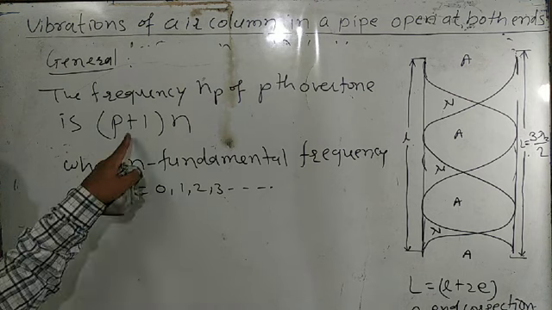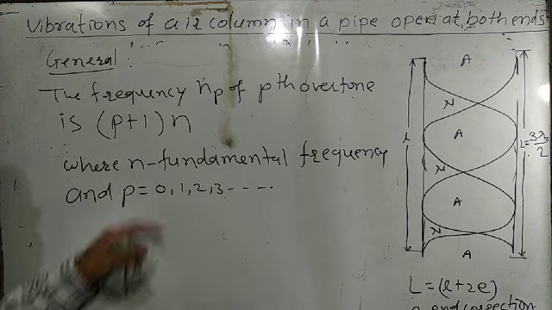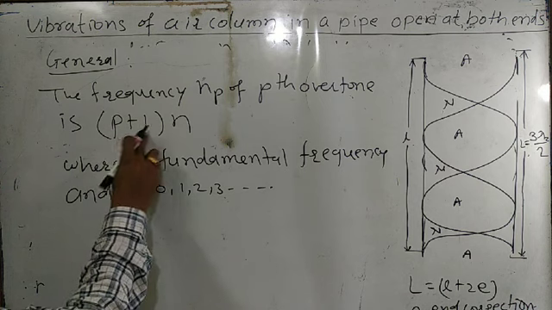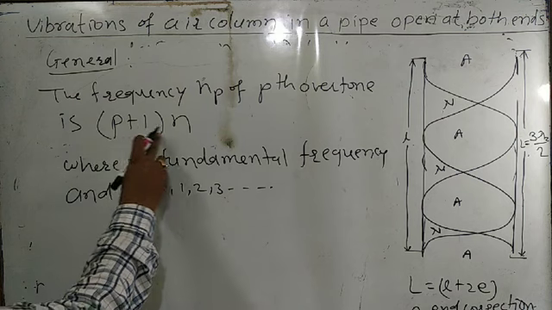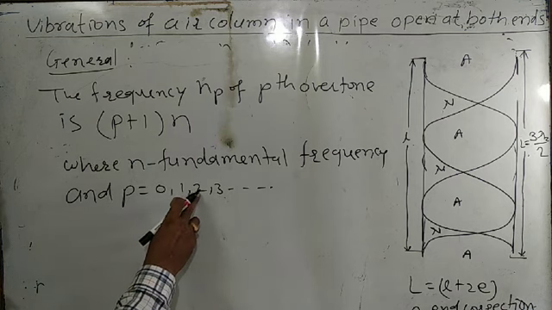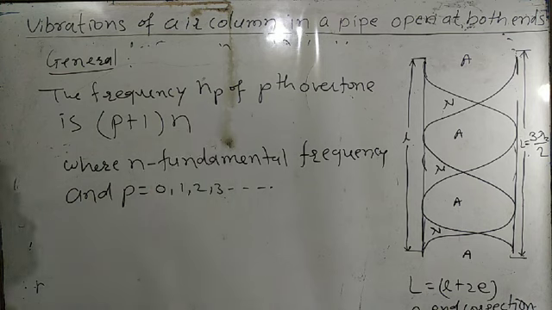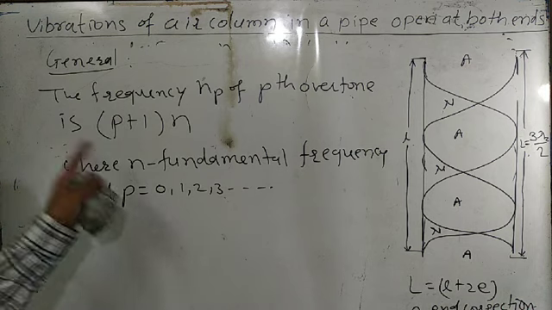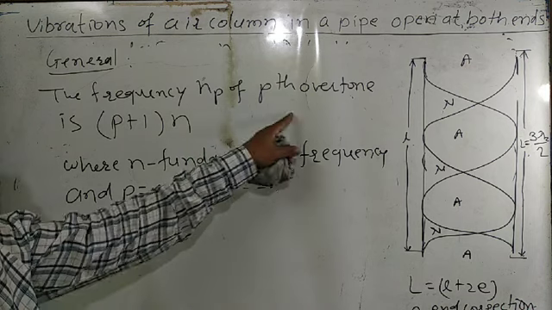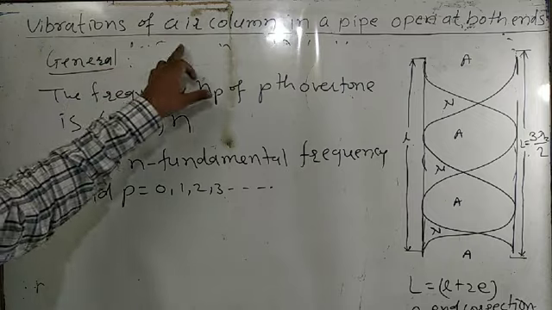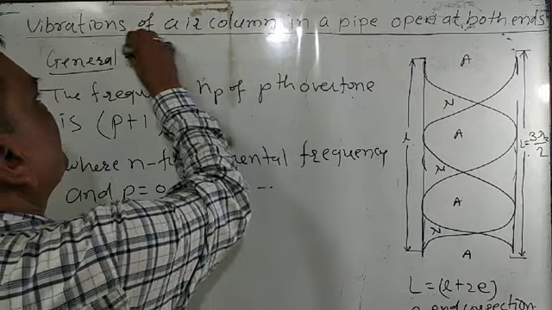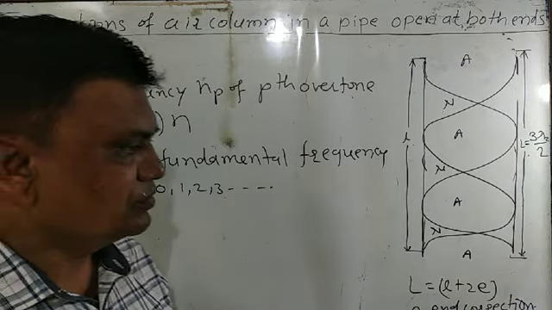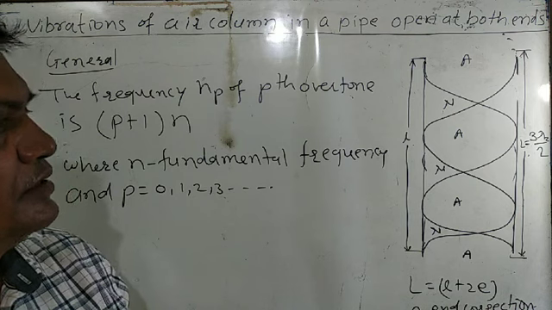If we put this value in this equation, first we put 0, then we get N. If we put P equal to 1, then twice N. If we put P equal to 2, then 3 times N. In this way we get all harmonics. Therefore this is the general condition for the frequency of the pth overtone of vibrations of an air column in a pipe open at both ends. So we understand this. Okay.